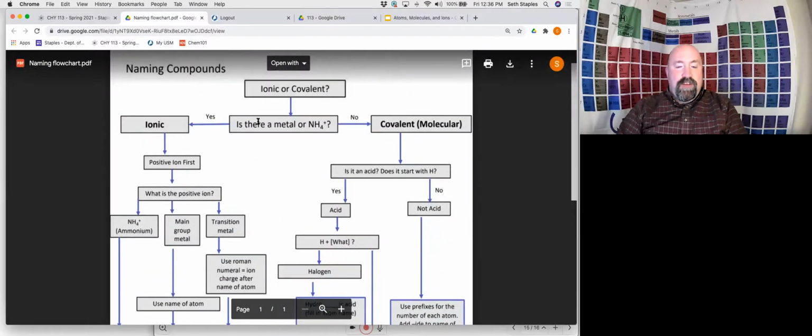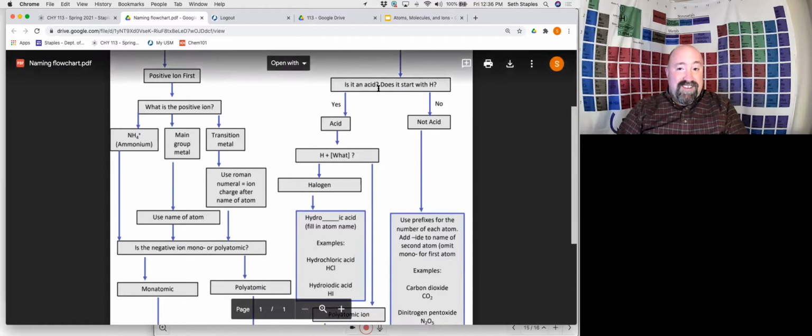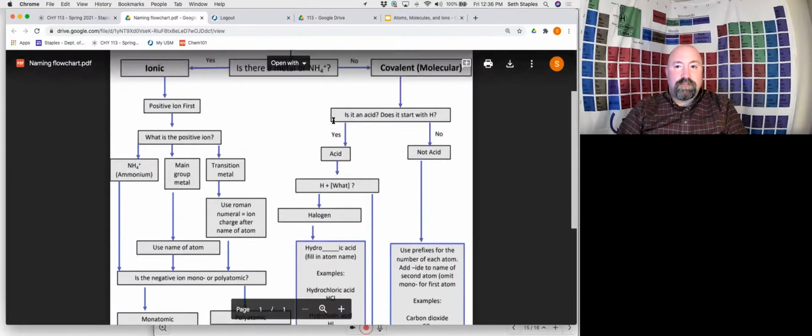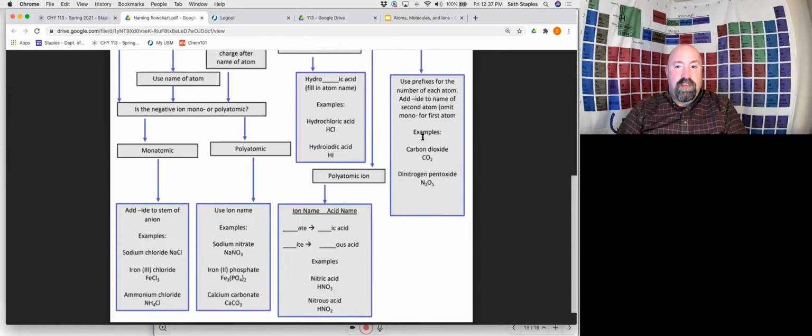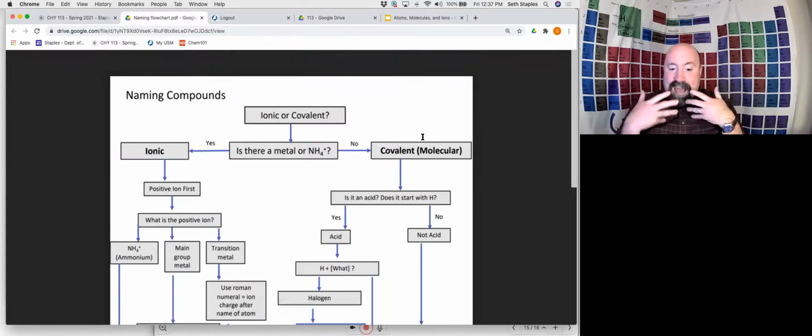If it turns out that there's no metal or ammonium, if it's both nonmetals, then we're dealing with a covalent or a molecular compound. Is it an acid? Does it start with an H? Then we're going to flow through our acid naming rules that we just talked about. If there's no H there, it's not an acid. And so we're going to use our prefixes. So feel free to use this flow chart if it does help you as you learn how to apply the various rules to all the different naming conventions that we talked about.